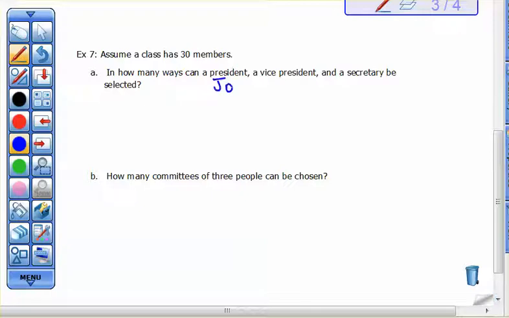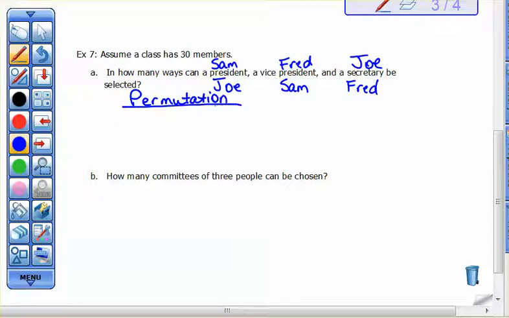If Joe was president and Sam was vice president and Fred was the secretary, would that be an entirely different setup than if Sam was president and Fred was vice president and Joe was the secretary? Sure, it would. That'd be 2 completely different administrations, wouldn't it? So in this case, the order is important, which makes this a permutation.